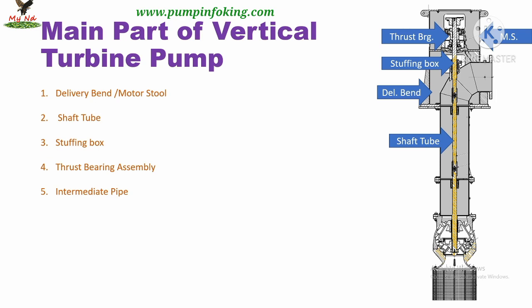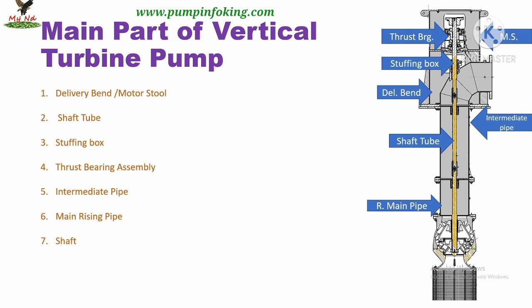The fifth part is the intermediate pipe. This is the intermediate pipe. The intermediate pipe is used for extension of pump length as per requirement. The sixth part is the main rising pipe. This is the main rising pipe. It is located above the bowl assembly. The main rising pipe is also called the bottom pipe. The main purpose of the main rising pipe is to reduce the velocity.